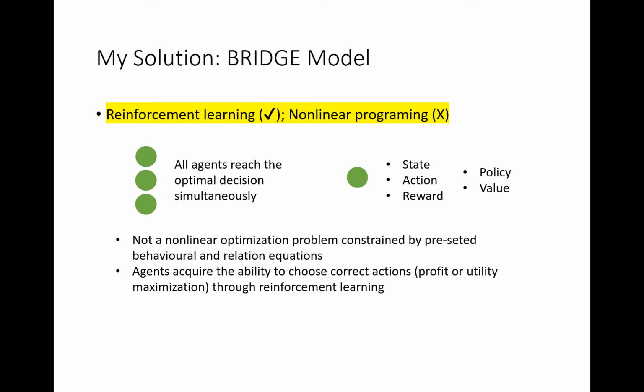If we use learning, each agent does not rely on optimization behavior. It just wants to get a good reward at each time step, and they will learn how to optimize their rewards after many rounds of action and learning. So individuals will acquire the ability to choose correct actions without solving optimization problems.